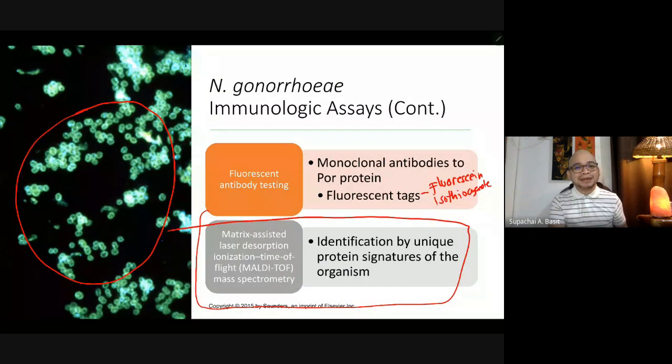And MALDI-TOF, this one is one of the best methods. MALDI-TOF stands for Matrix Assisted Laser Desorption Ionization Time of Flight Mass Spectrometry. It identifies unique protein signatures of Neisseria gonorrhoeae. So again, not all laboratories can actually afford to have a MALDI-TOF system.